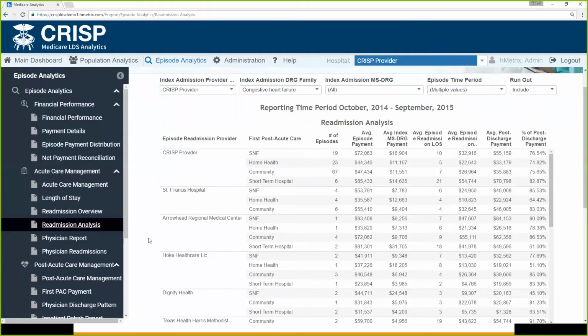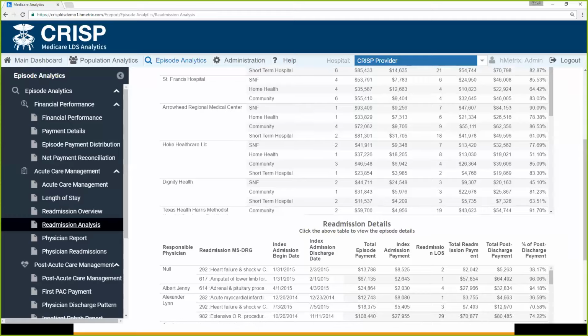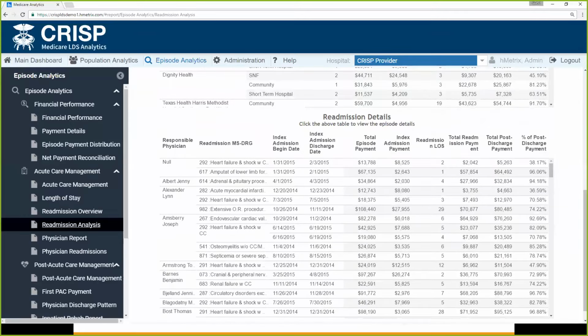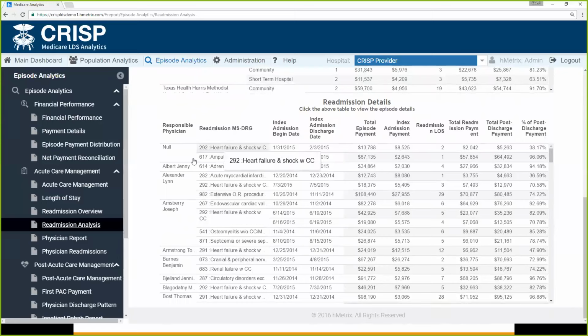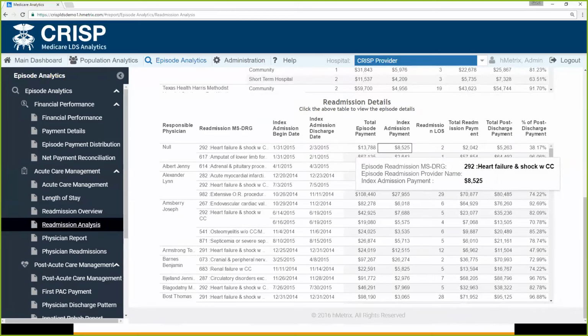Maybe you want to know more about all these different readmissions. Well, just below that table, we have a list of all readmissions for the CHF episodes, along with the responsible physician. So this is the physician in the index hospital that is responsible for that patient's care. The readmission MSDRG, so why were they readmitted? What was the DRG? The index and discharge date, so you can know when this occurred within the time period selected. And then some different payment information, like the total episode payment and the index payment, the readmission length of stay, and then the readmission payment and post-discharge payment.